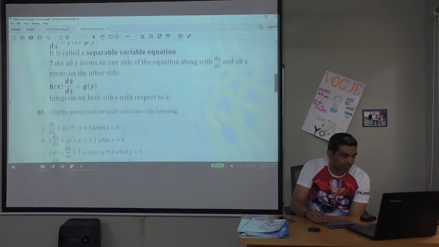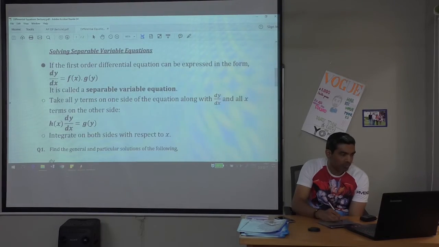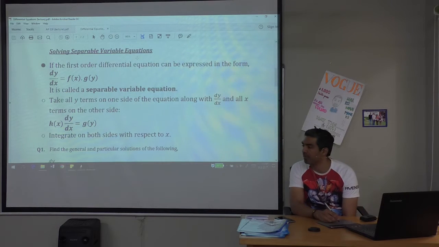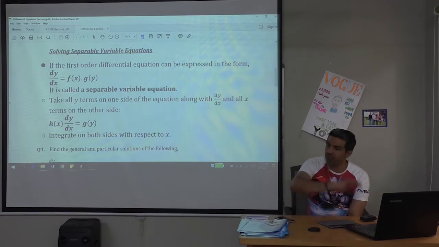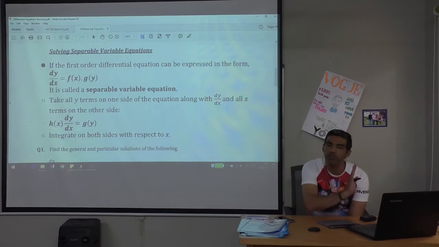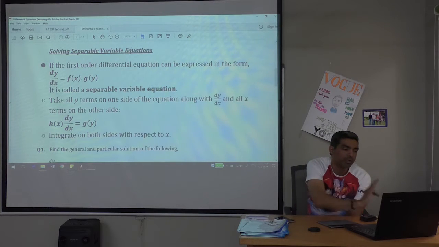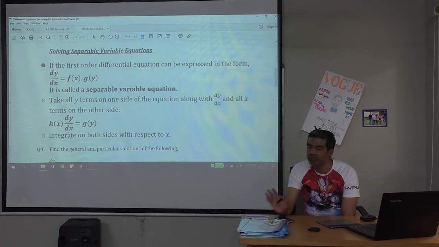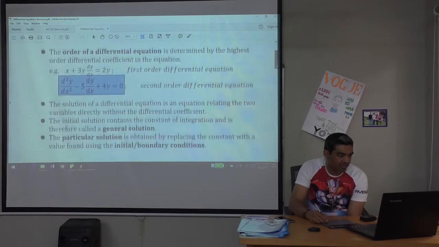So, if you see over here, we are going to only do solving a separable variable equation. We are not touching upon the Bernoulli's equation or the exact equation. We are not doing all those. We are only doing the homogeneous separable. We are not doing all that. We are only doing the separable variable equation, which is the simplest one. That's in the course.